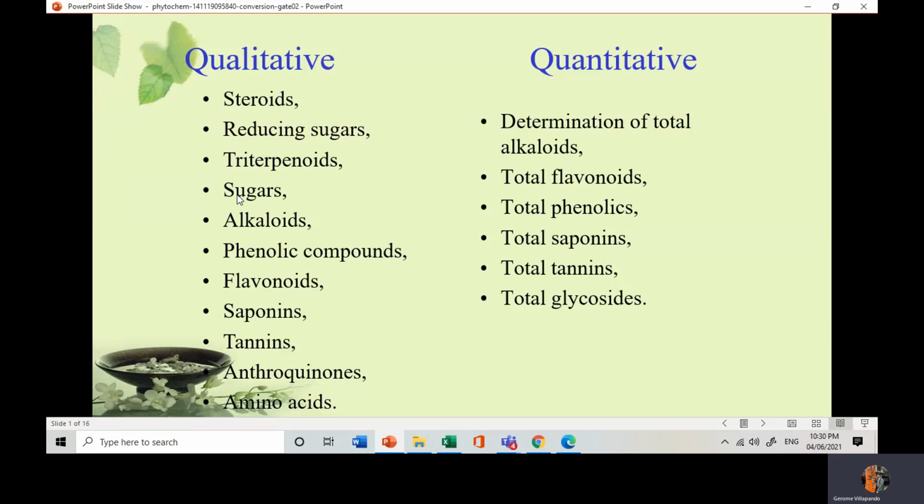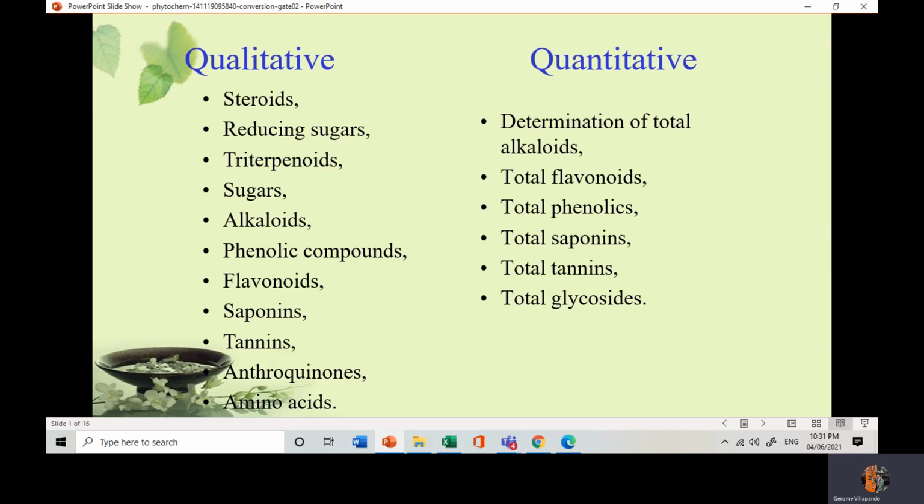Okay, so the last topic that we will be discussing is phytochemical screening. In phytochemical screening, we have two different types: a qualitative test or a quantitative test.